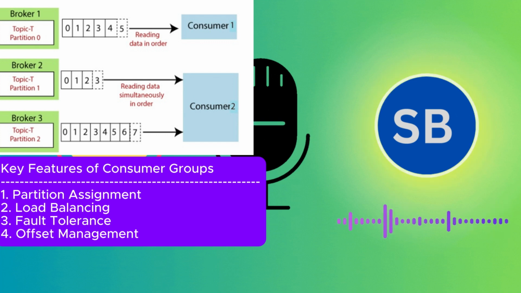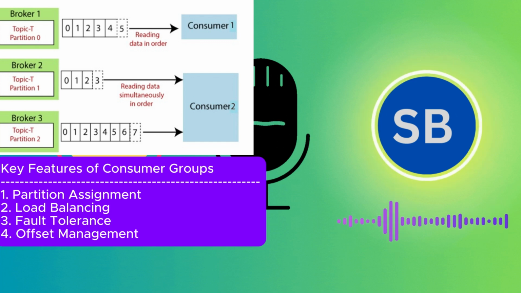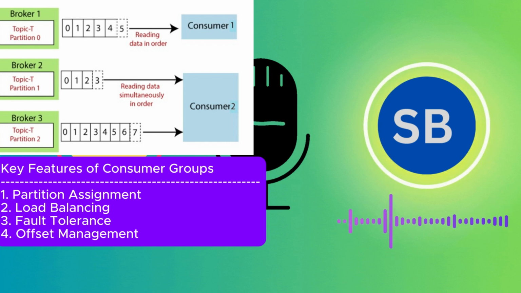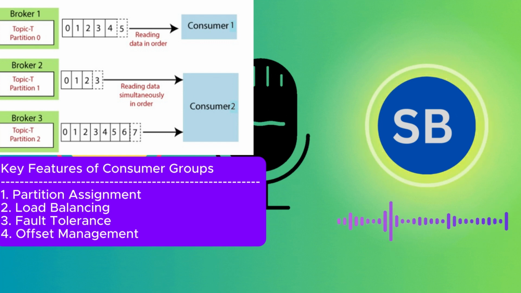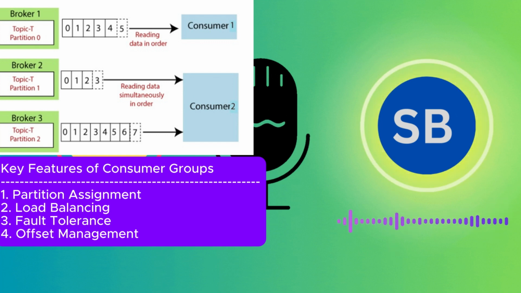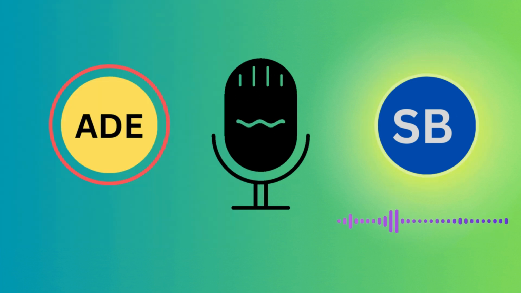And the next thing is offset management. Kafka tracks the offset, the position of the Kafka message in the partition, for each consumer group. This allows the consumers to resume from where they left off in case of any failures or restart. Offsets can be committed automatically or manually, providing flexibility in how often we need to do the commits. So yeah, these are all the things that are part of the consumer group.